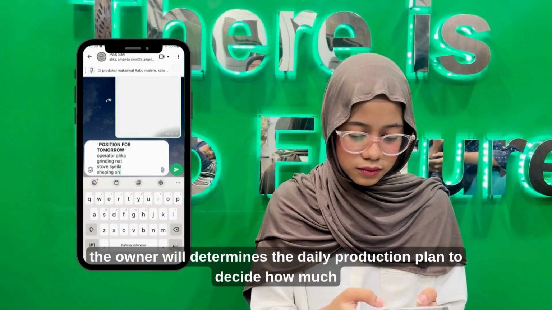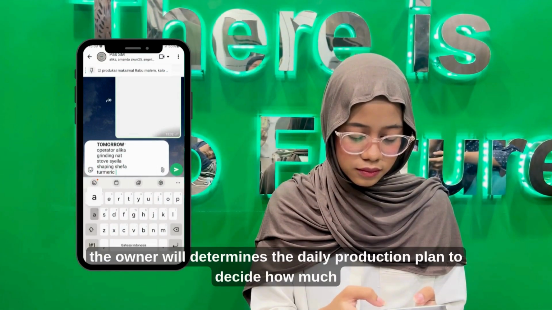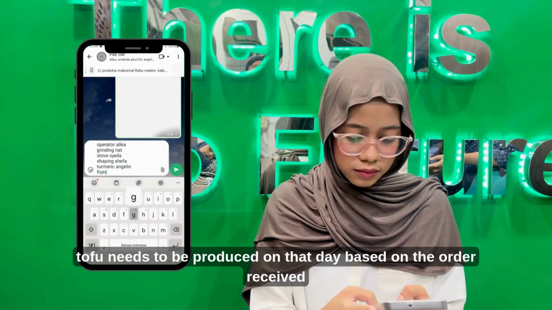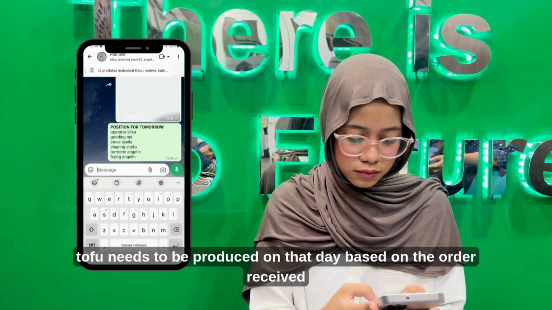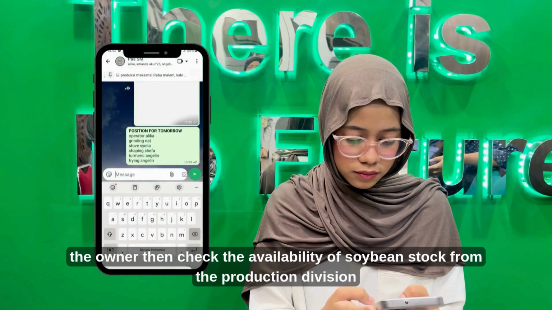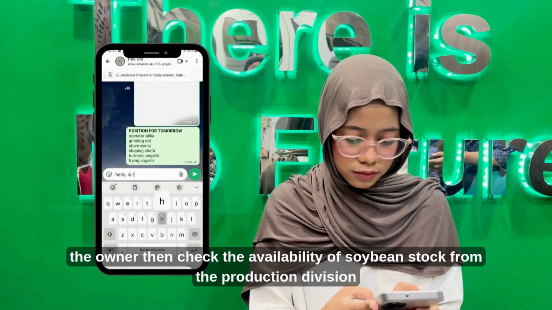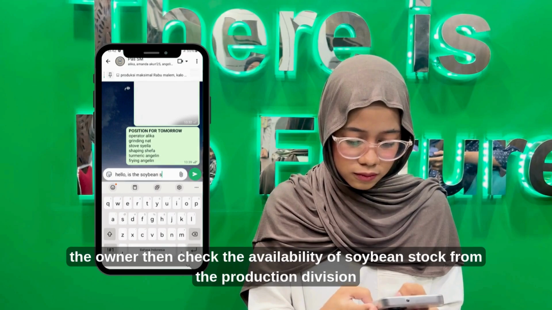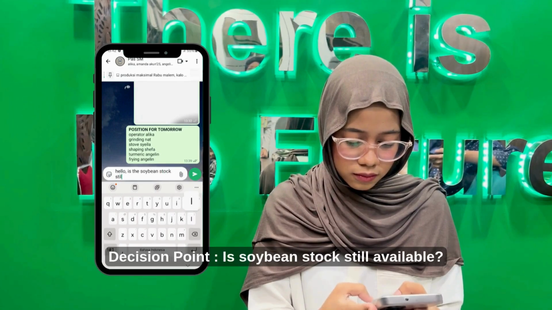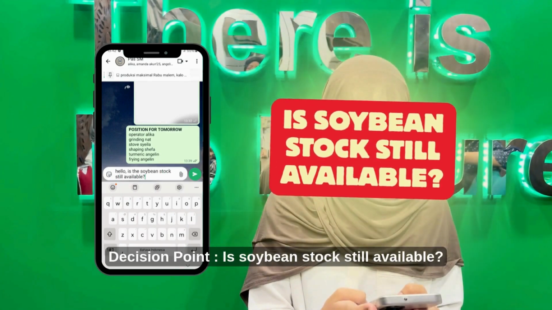The owner will determine the daily production plan to decide how much tofu needs to be produced on that day based on the order received. The owner then checks the availability of soybean stock from the production division. Decision point: is soybean stock still available?